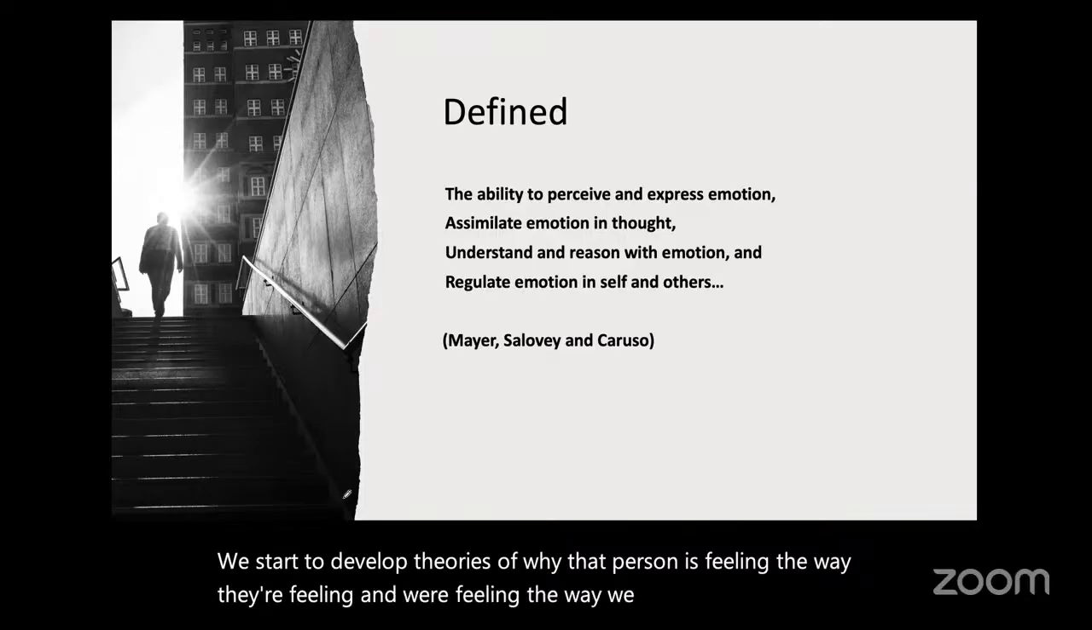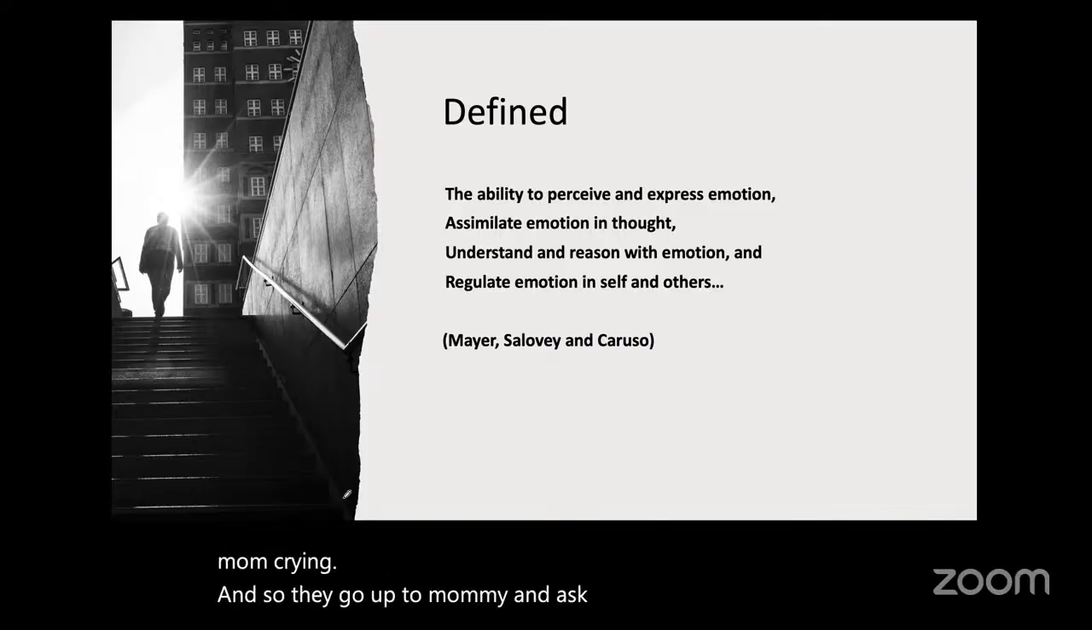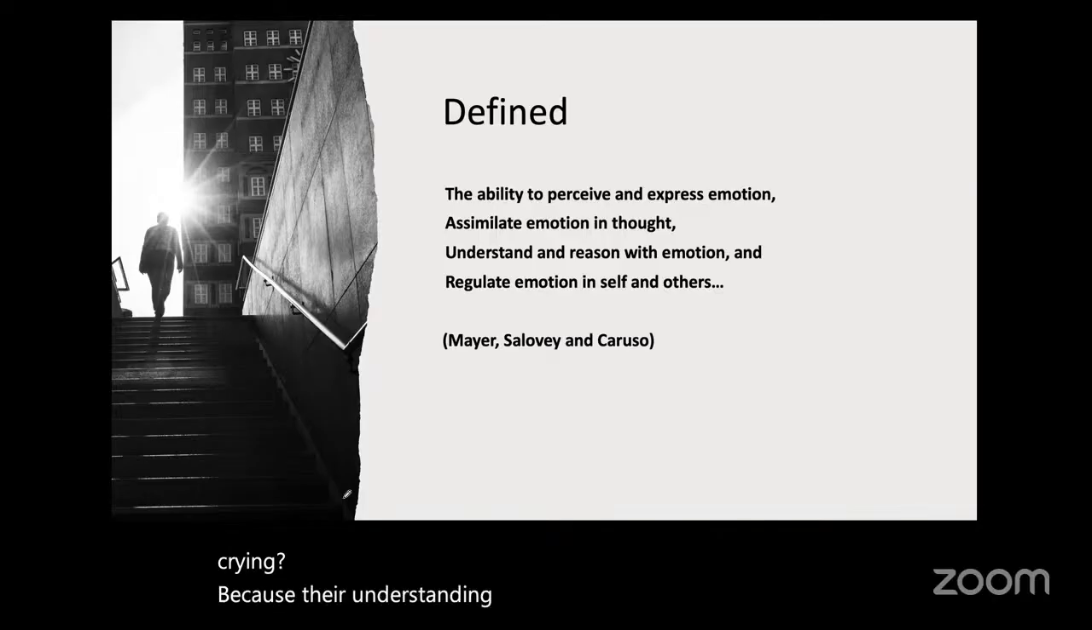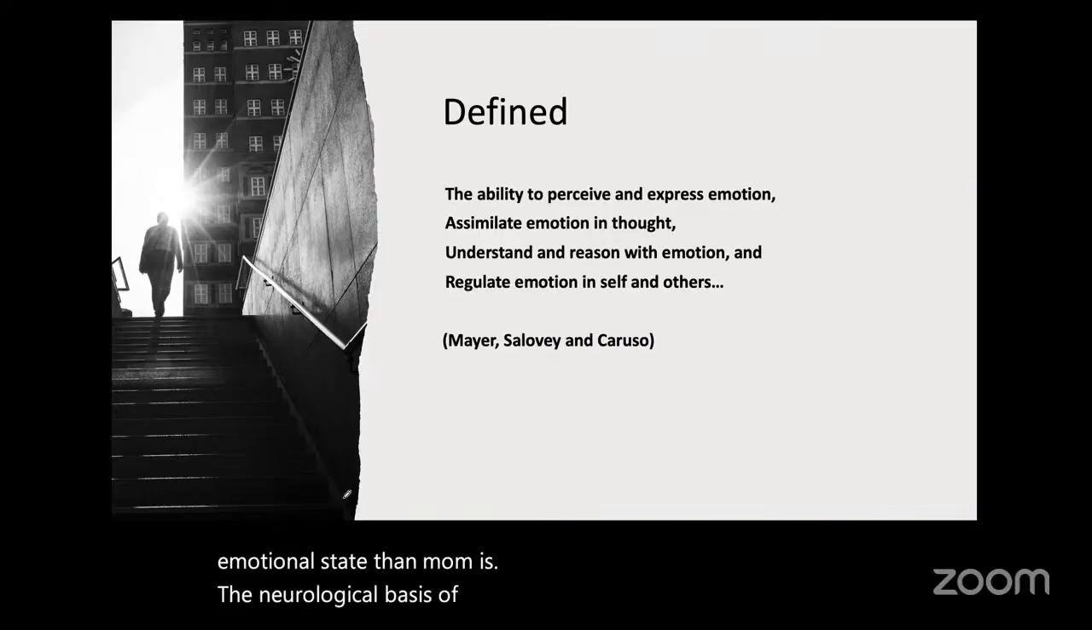So, this is when a child is really happy, but they notice mom crying. And so they go up to mommy and ask, Mommy, why are you crying? Because they're understanding they're experiencing a different emotional state than mom is. The neurological basis of this is something called mirror neurons.